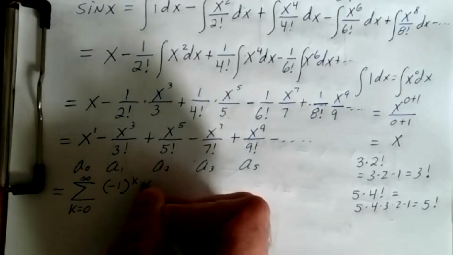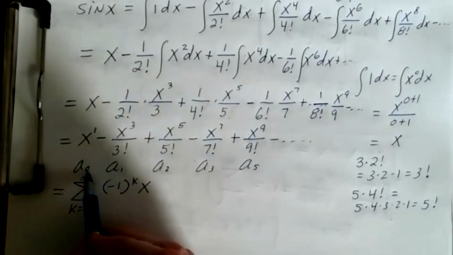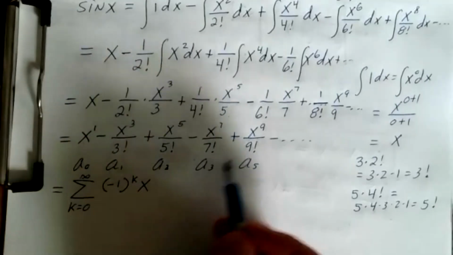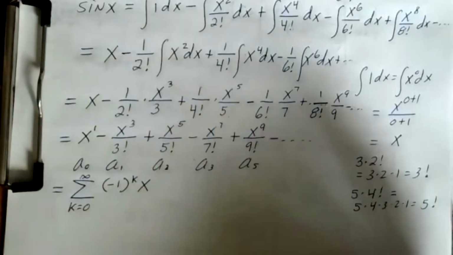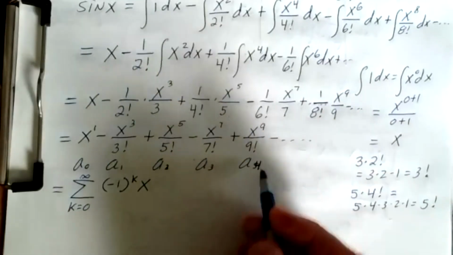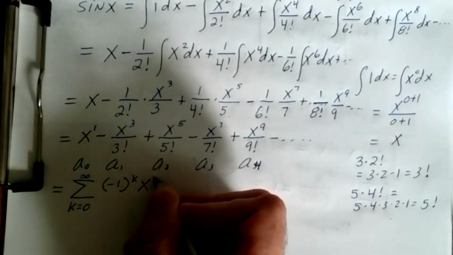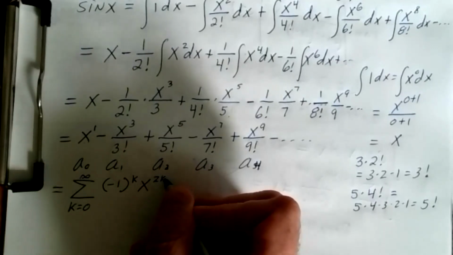Now, as far as the powers of x are concerned, x is always raised to an odd power. So how do you go from 0 to 1, 1 to 3, 2 to 5, 3 to 7, 4 to 9? This is your a sub 4 term. Well, you would have to have 2k plus 1.